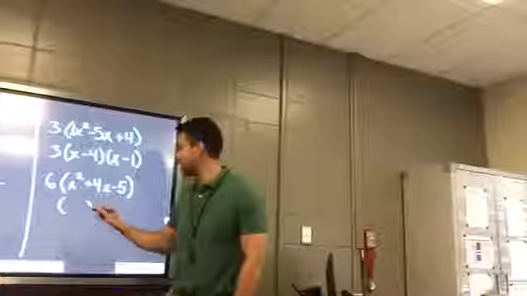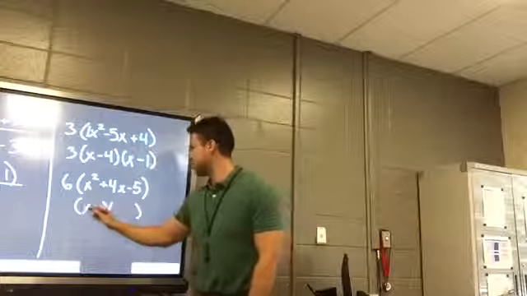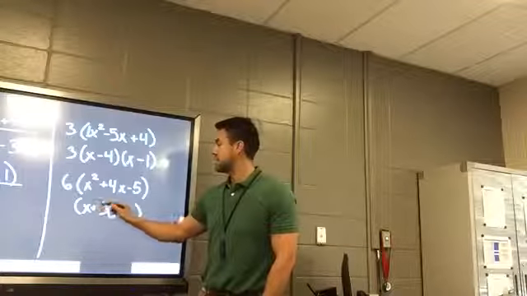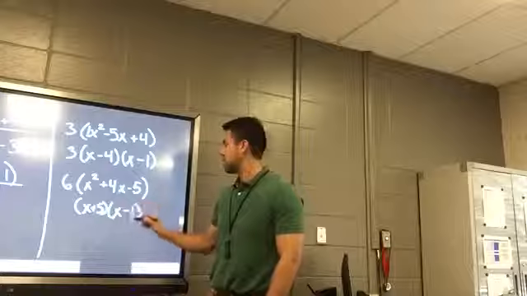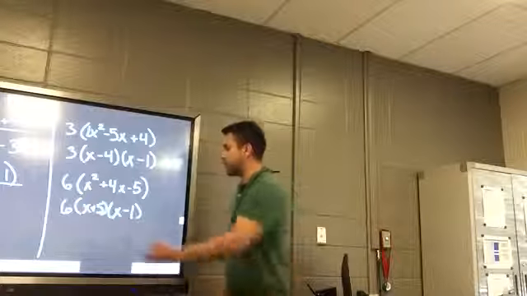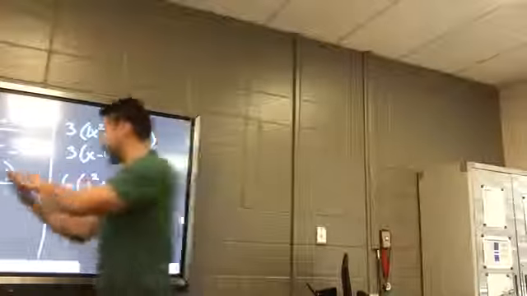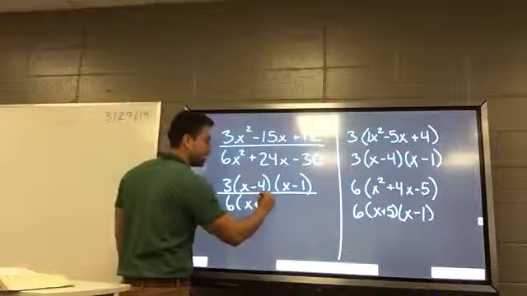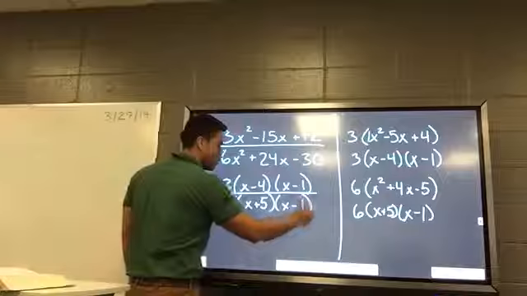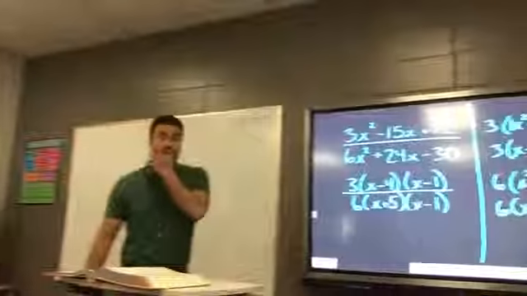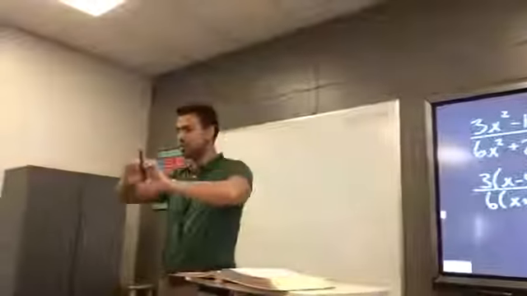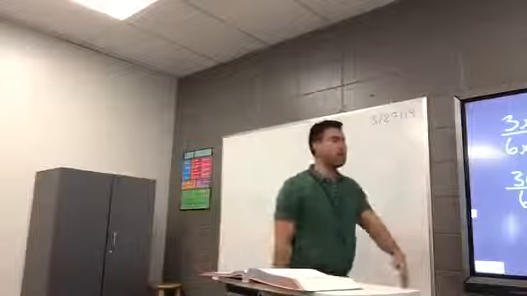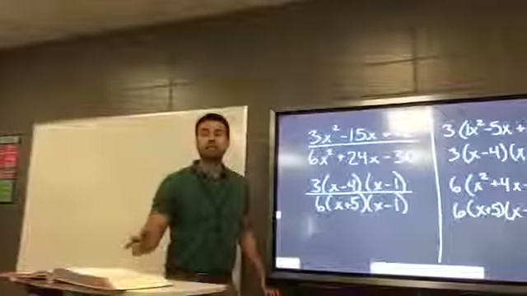Yes. It becomes another binomial times a binomial. And what goes in those spots? So in its fully factored form, I get that. I'm going to write it over here. 6 times x plus 5 times x minus 1. Ooh, that looks nice. Okay. Did I factor the numerator? Did I factor the denominator completely? Okay. I want to find my excluded values first.